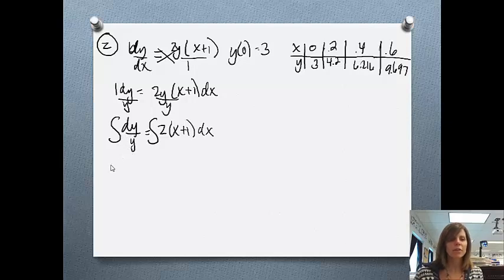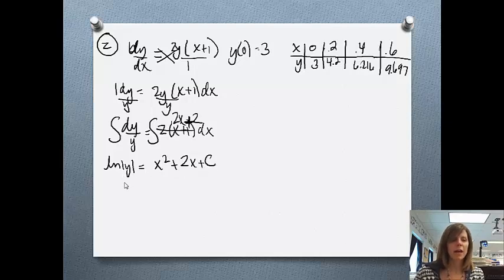The integral of dy over y is the natural log of y. And then for the integral of the right side, I'm going to distribute the 2 first, so I get 2x plus 2. Since there's a plus sign, we can treat each part separately. So the integral of 2x will be x squared, and the integral of 2 will be 2x. And then, of course, we have to add our plus c.